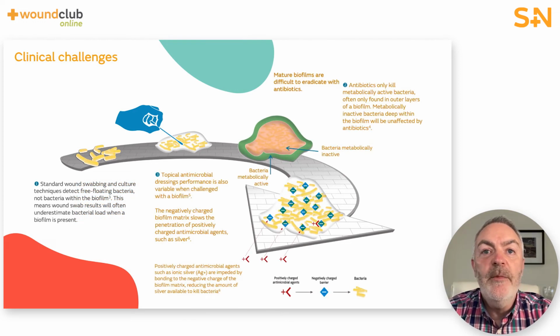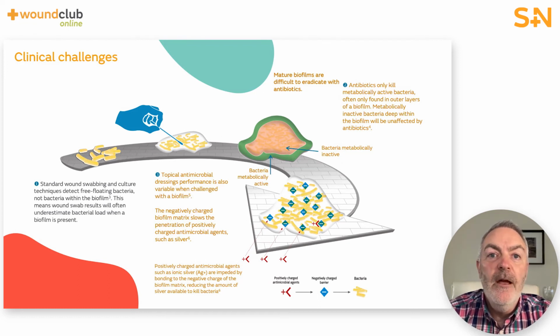The topical antimicrobial dressing's performance is also variable when challenged with a biofilm. The negatively charged biofilm matrix slows the penetration of positively charged antimicrobial agents such as Ag, or silver. Positively charged antimicrobial agents such as ionic silver, Ag+, are impeded by bonding to the negative charge of the biofilm matrix, reducing the amount of silver available to kill these bacteria.